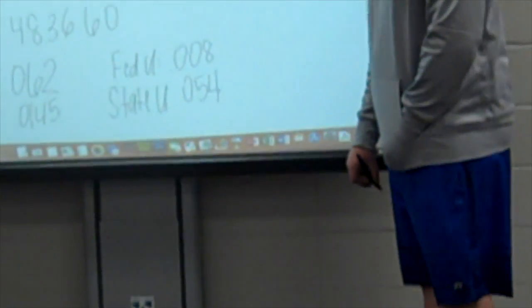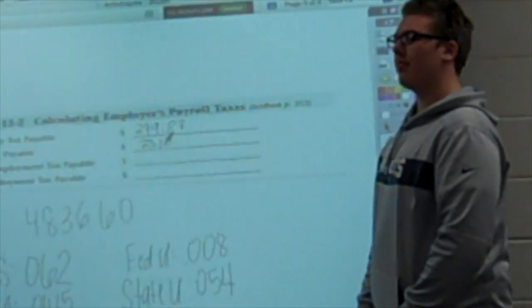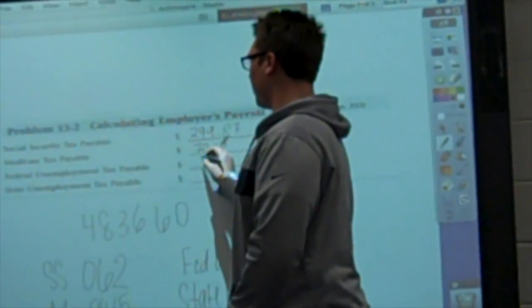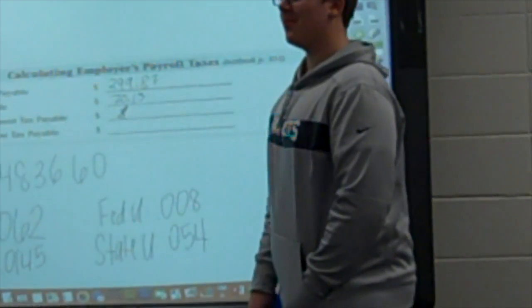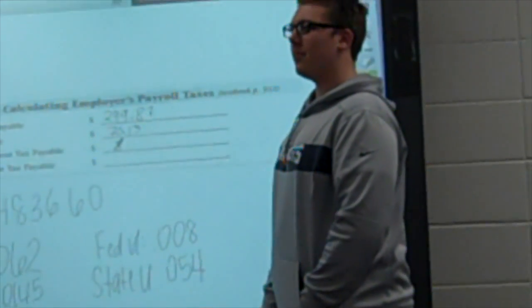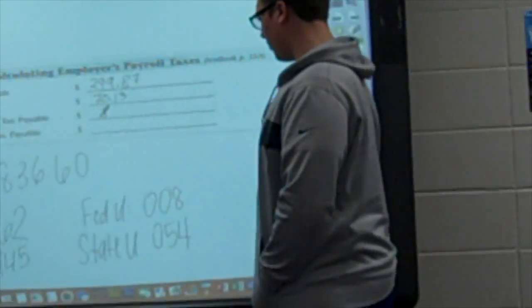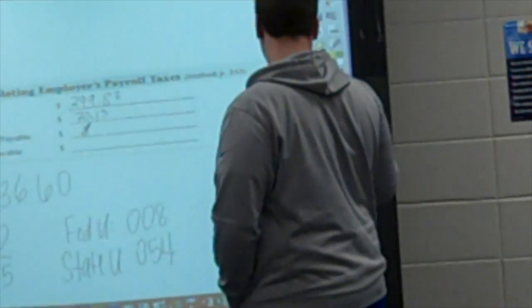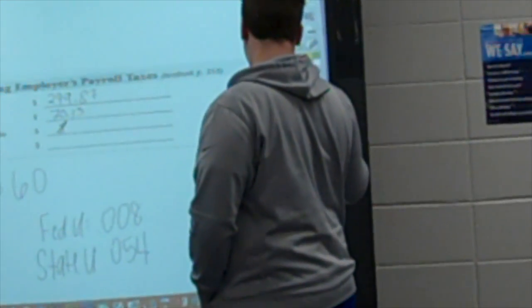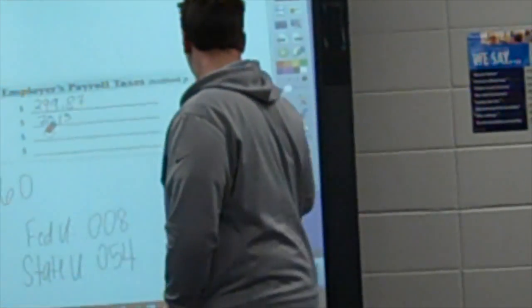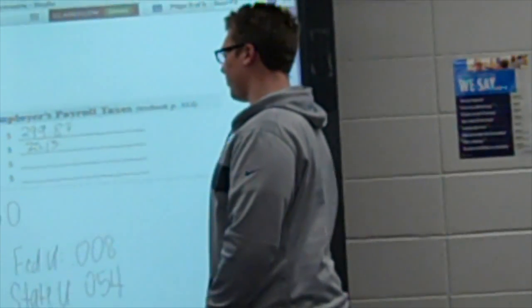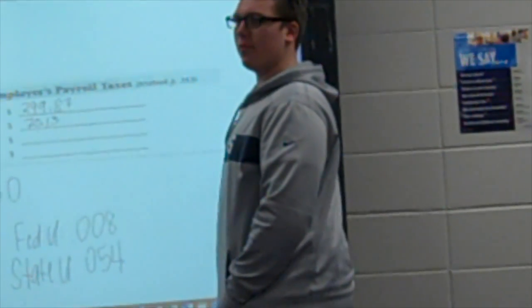So now we have our federal unemployment tax. This is going to be new. Our federal unemployment tax rate is 0.8%. Is this number going to be large or small? It's going to be smaller. So we're going to take our $4,836.60 and multiply that by 0.008. And what do we come up with? $38.69. Very good.